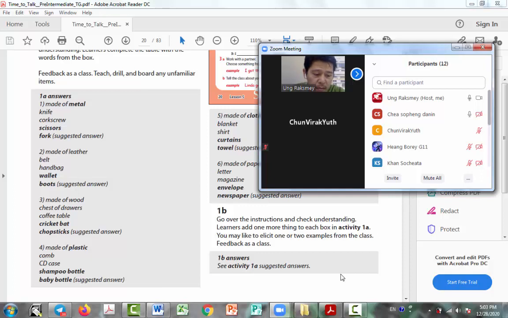Cloth? It means a tent, t-shirt. Cloth. Not sure, teacher. Cloth is used to make things like a t-shirt. You are wearing this one, it's made of cloth. It's a material that is used to make things like a t-shirt, shirt, or some other things like a curtain. The curtain behind me is also made of cloth as well.